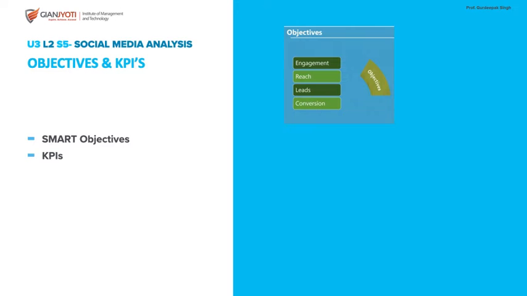Now when we talk about objectives and KPIs, first thing, your objectives can be in terms of engagement, in terms of reach, in terms of leads, and in terms of conversion. They have to be very SMART. Smart in the sense, S stands for specific end goal, M is for measurable, A is achievable, R is relevant, and it has to be time bound.